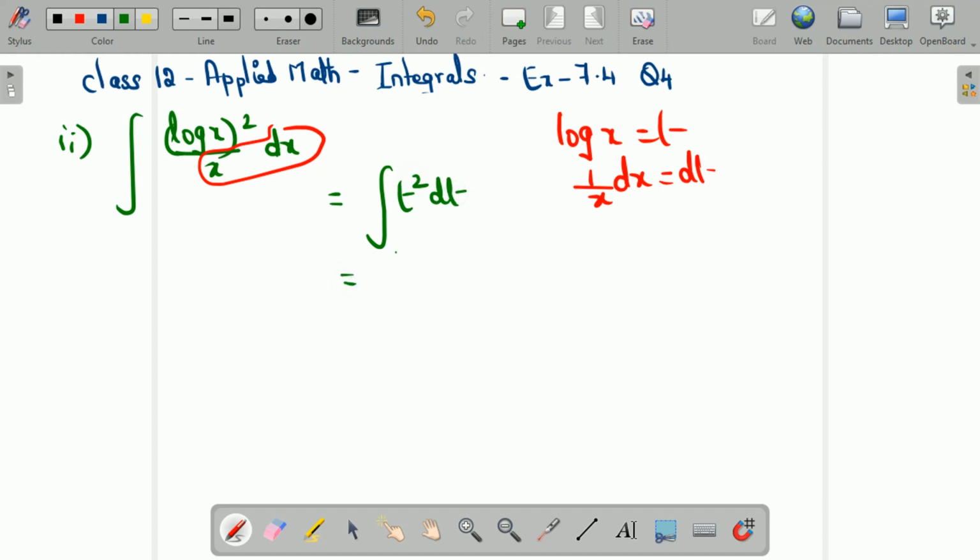So directly you can integrate. So this is t cube by 3 plus c. Let's put back the value of t, which is going to be log x. So this is (log x) the whole cube by 3 plus c.